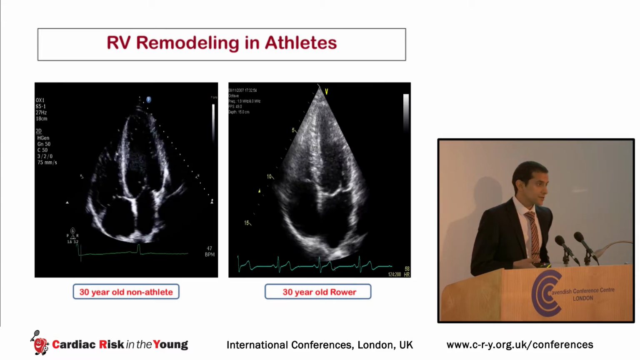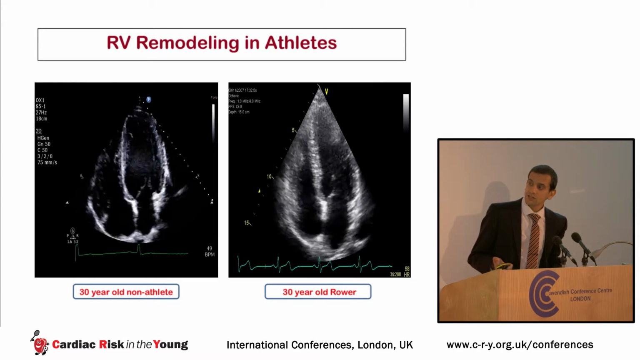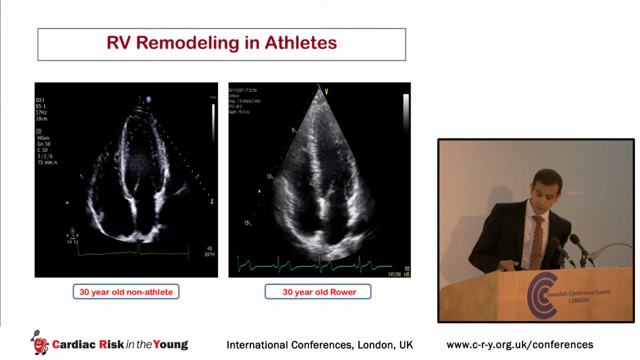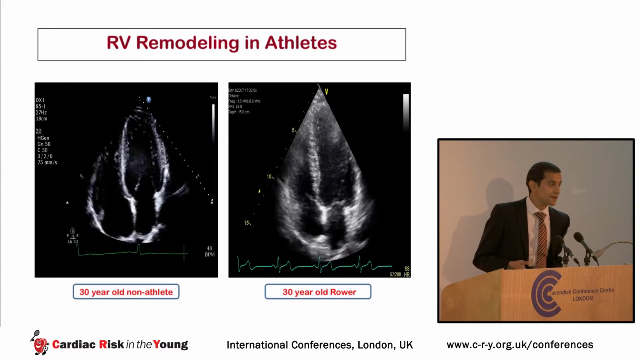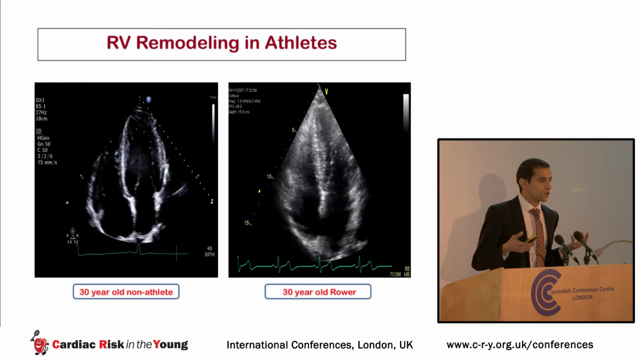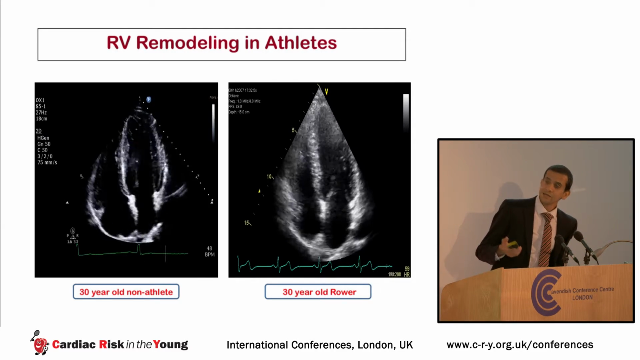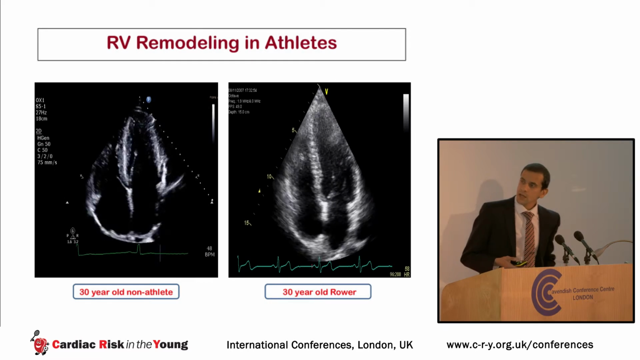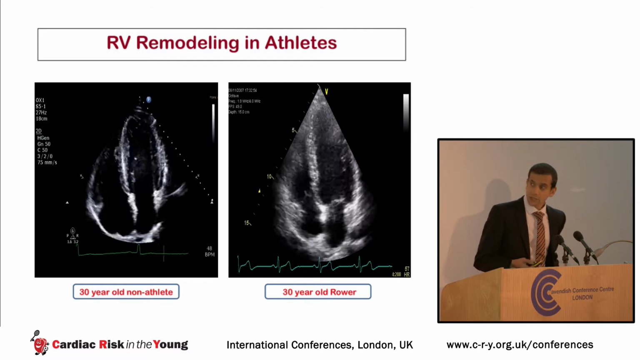And look at these two echoes as an example. The echo on the left shows a non-athlete, and the one on the right is a professional athlete. And you can see that the athlete demonstrates symmetrical enlargement of all four cardiac chambers, including the right ventricle. Now, how common is right ventricular enlargement in athletes?